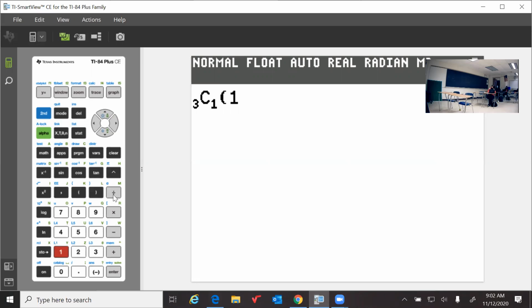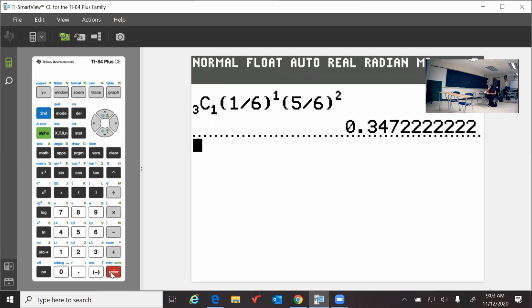Success is 1/6. I'm going to succeed once. Failure is 5/6. I'm going to fail twice. Is that an answer you're going to guess? Yeah. So now what?